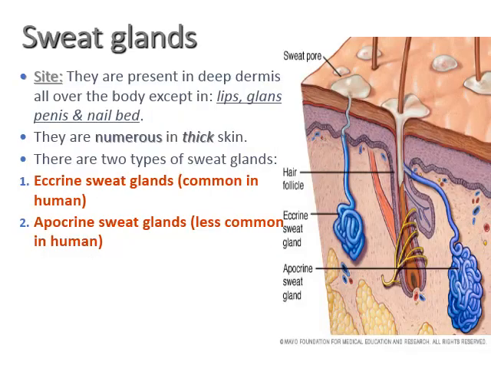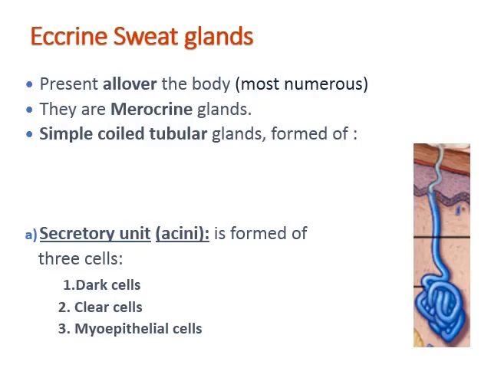Sweat glands are present in the deep dermis of the skin, all over the body, except some sites devoid of sweat glands like lips, glans penis, and nail bed. They are more numerous in thick skin rather than thin skin. We have two types of sweat glands: eccrine, which is more common in humans, and apocrine, which is less common. We're going now to talk about eccrine sweat glands.